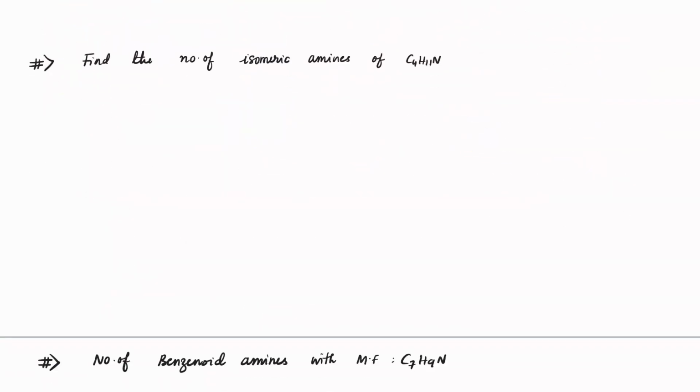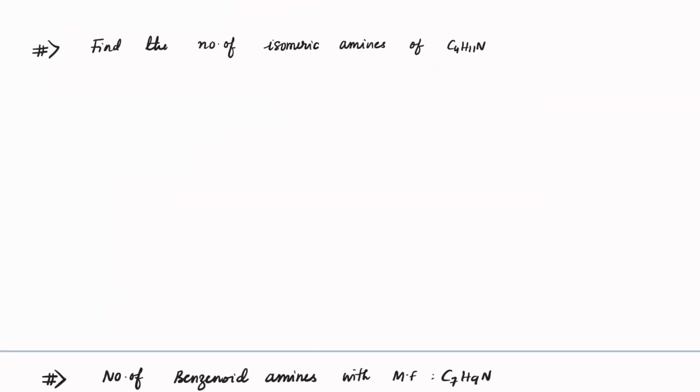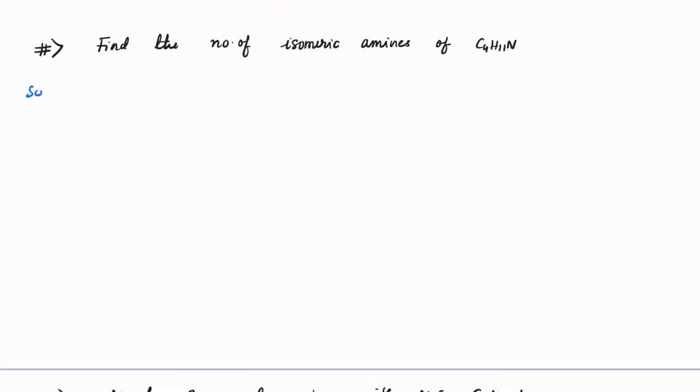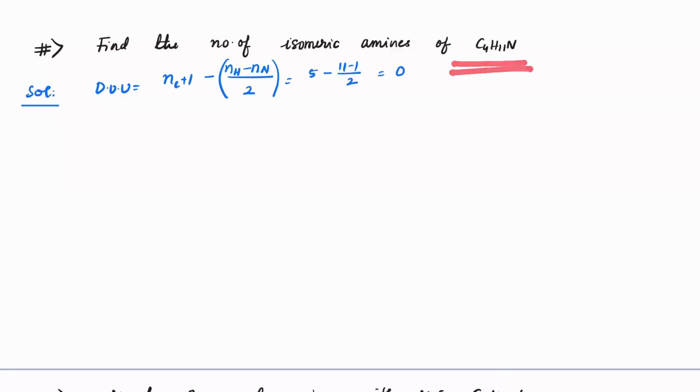The next important part is how do we identify the isomers of various amines? For example, if you have C4H11N, let us see what are all the isomers present in it. Always check the degree of unsaturation. Degree of unsaturation is number of carbons plus 1 minus number of hydrogens minus number of nitrogens, divided by 2. So that is 5 minus 11 minus 1 by 2, so 5 minus 5 is 0. So there is no double bond, it is a straight chain.